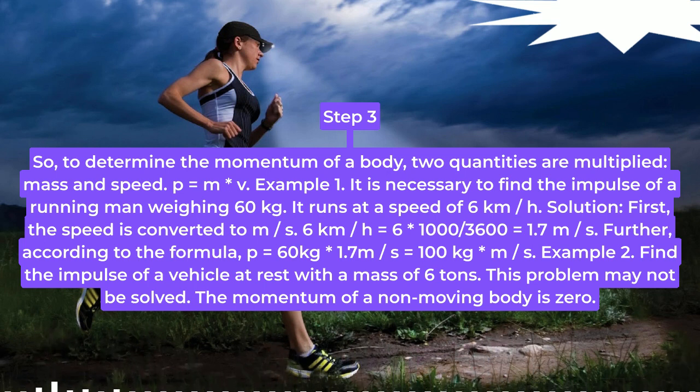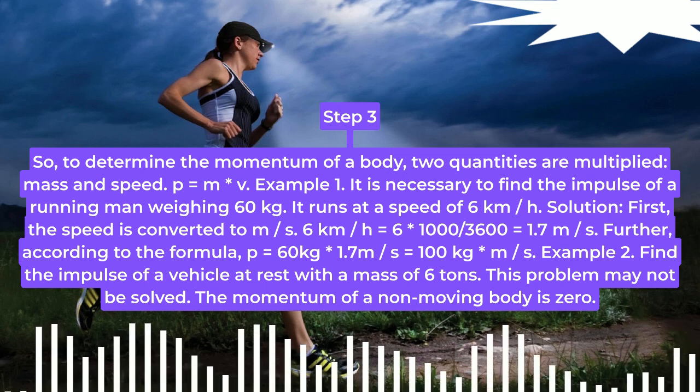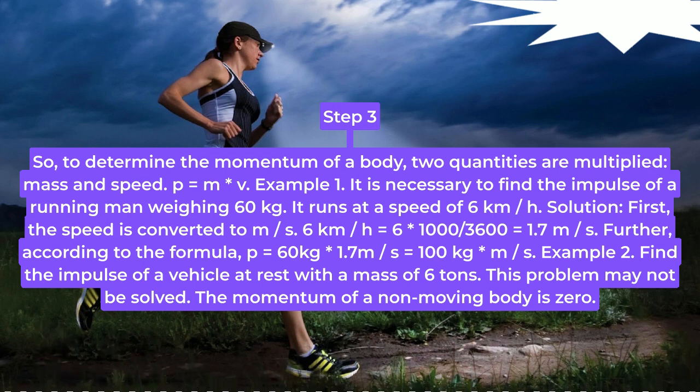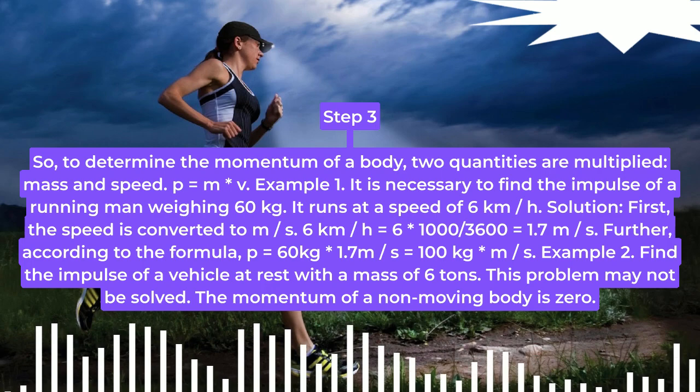Example 2. Find the impulse of a vehicle at rest with a mass of 6 tons. This problem may not be solved. The momentum of a non-moving body is zero.